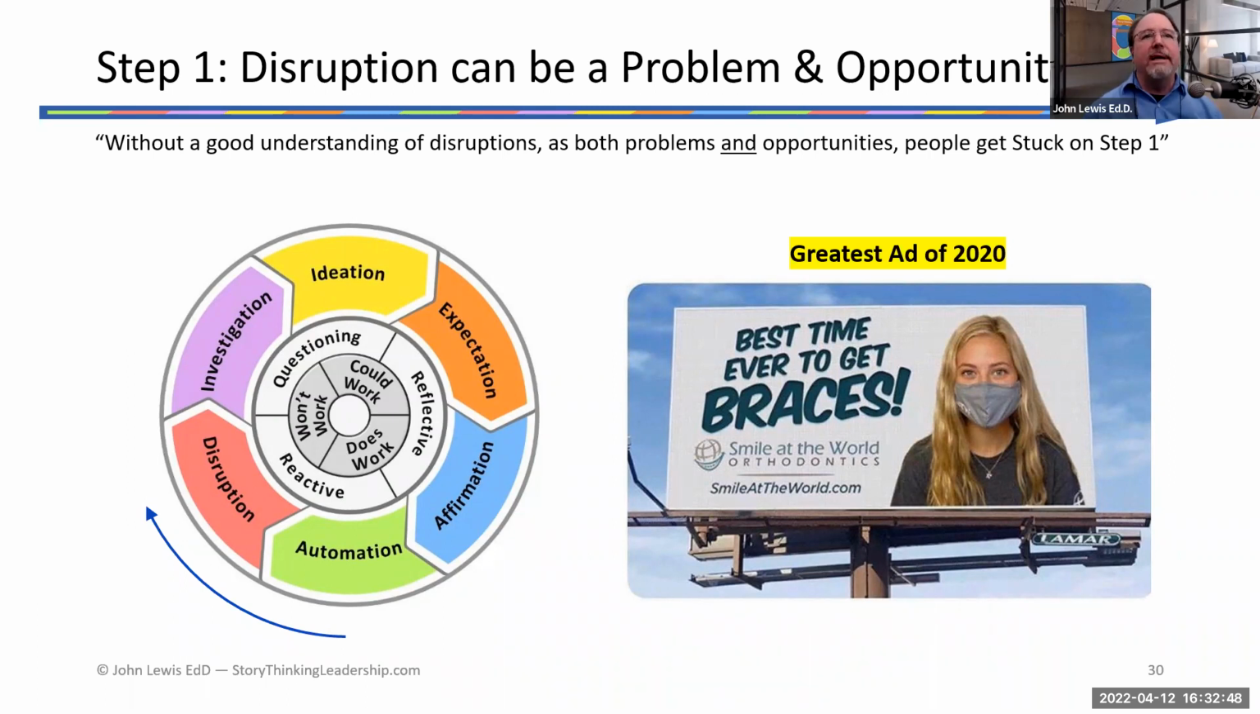So right now, I just want to focus on this idea that one of our problems is at step one, that we think disruption is a synonym for problem. This was a meme that was going around. People said this was the greatest ad of 2020 because here's an organization that thought of disruption as opportunity. People get stuck on step one, something we have to consider in our change process.